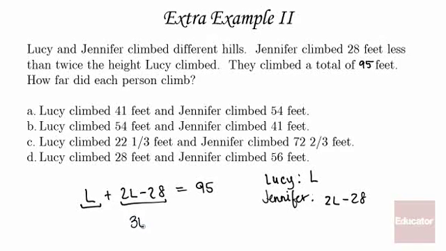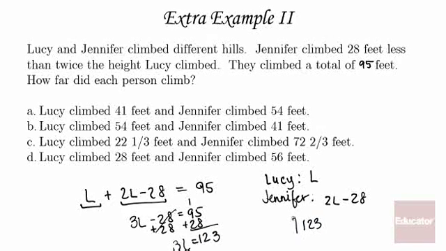L plus 2L is 3L minus 28 equals 95. We're now down to a two-step equation. I'm going to add 28 to both sides, and 3L equals 123, and I'm going to take 123 and divide by 3. Goes in 4, 0, bring down the 3, 1, 41. So L equals 41. Now it's very important to be careful to go back and read your problem and think about what L equals. L equals Lucy at 41.